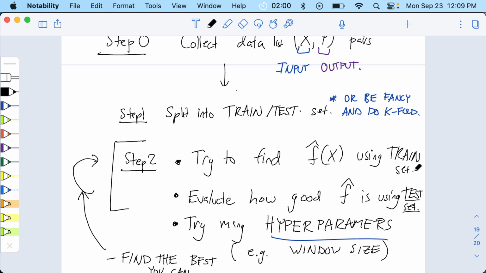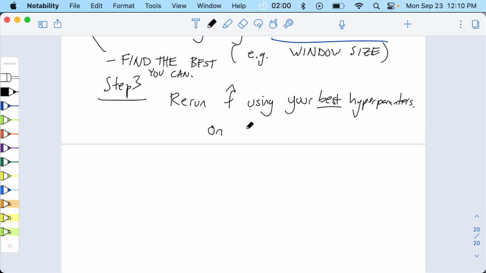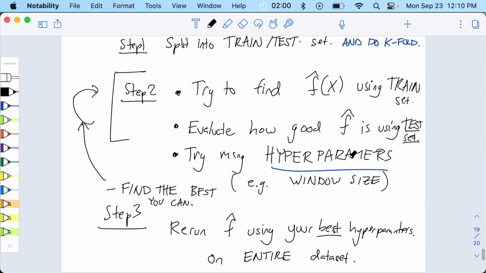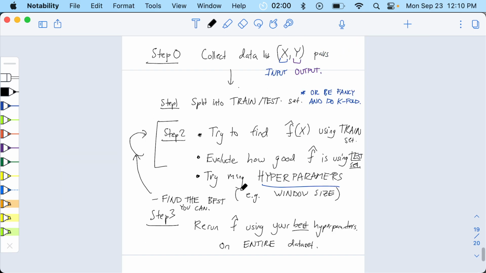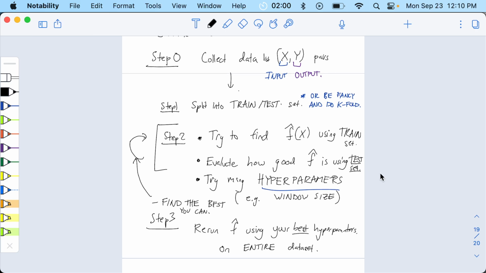And so your very last step, once you know the best hyperparameters, is to rerun f hat using your best hyperparameters. So no more experimenting. You rerun it on the entire set you have, with your best hyperparameters on the entire data set. And that will be the best thing you can do. Okay. So there's the supervised learning paradigm in one page. Questions or comments about that?